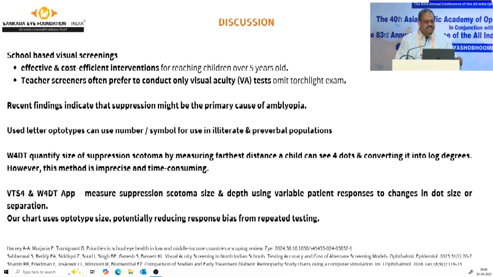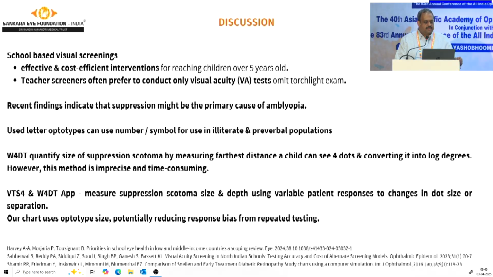School-based vision screenings are known to be effective and cost-efficient. Teachers often prefer to conduct using visual acuity. And there is recent research to show that suppression possibly is the primary cause of amblyopia, making it more important for us to screen for that. Although in this particular study we used letter optotypes, the same format can be used with numbers and symbols so that we can use it both in pre-verbal children as well as in illiterate population.